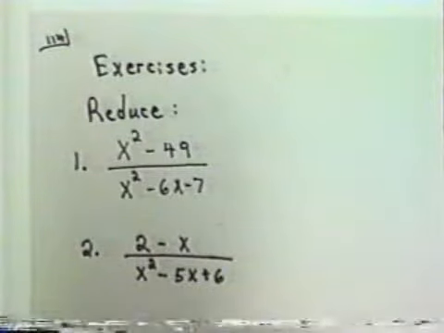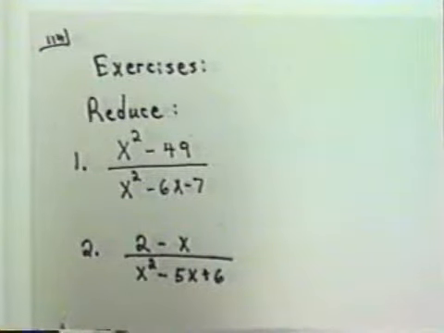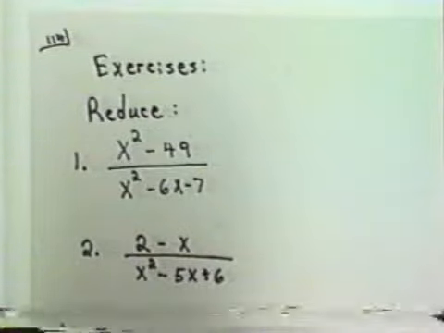Reduce. The first one, x squared minus 49 divided by x squared minus 6x minus 7. The second one, 2 minus x divided by x squared minus 5x plus 6. Carefully copy down these two problems. Stop the tape, work the problems, and restart the tape to check your answers.